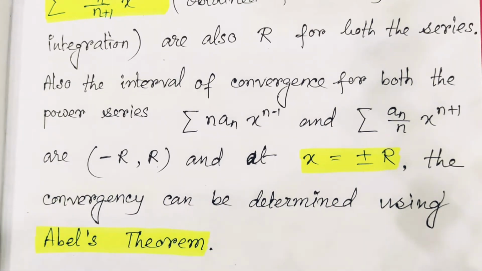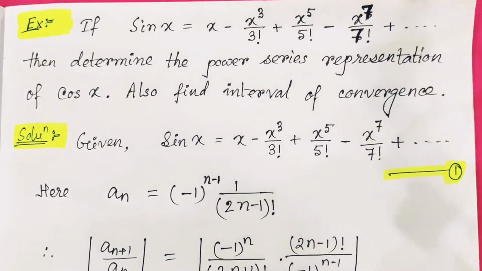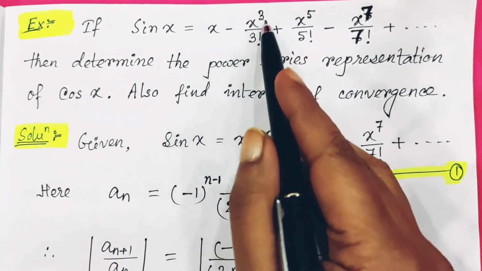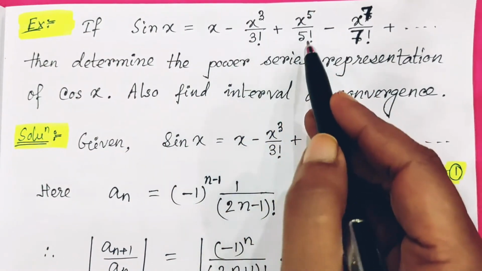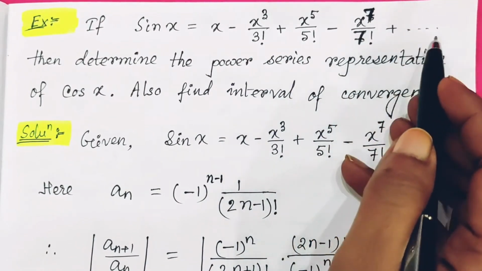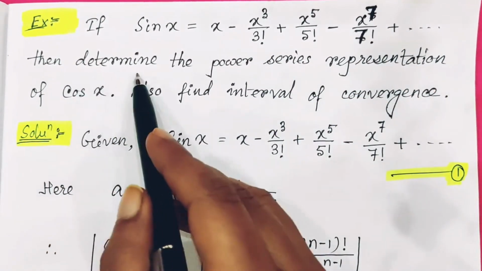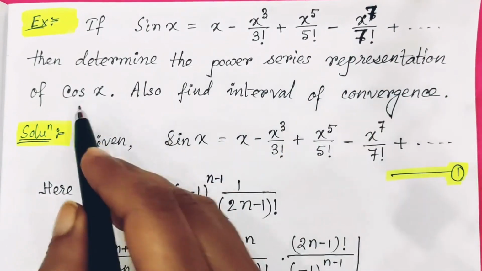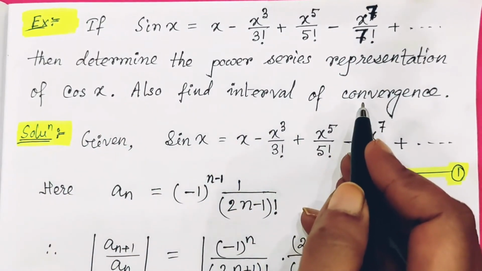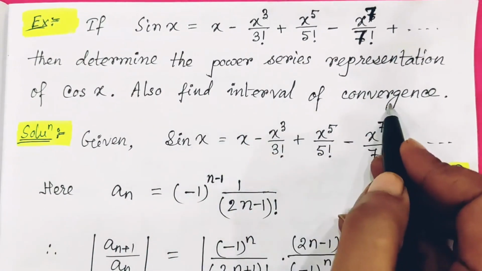So, I hope you understand what this differentiation and integration for the power series is. Let us do a few examples to understand these two theorems better. The first example is given: sin x is equal to x minus x cube by 3 factorial plus x to the power 5 by 5 factorial minus x to the power 7 by 7 factorial, and so on. We are supposed to determine the power series representation of cos x. Also find the interval of convergence.